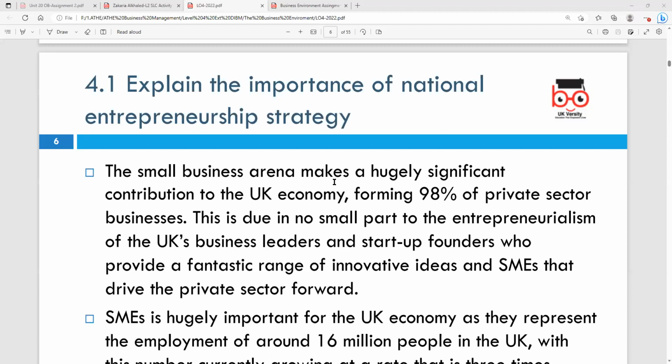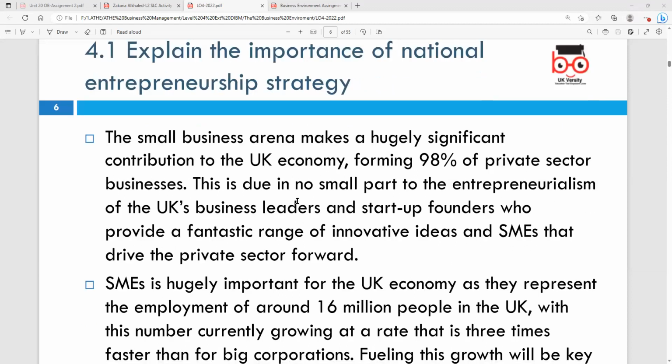Okay, so in the UK, 98% of businesses are small businesses, it's a big thing in the UK, so the government wants people to go into self-employment, and 98% of private sector businesses are owned by small business people. They are known as small entrepreneurs, small startup founders with a lot of different ideas, and they contribute a lot of revenue to the UK economy.